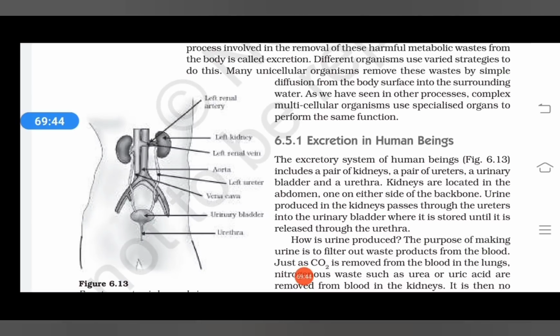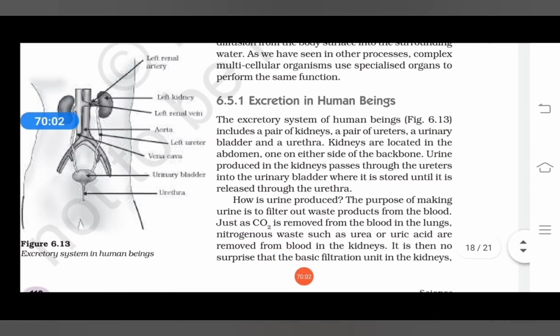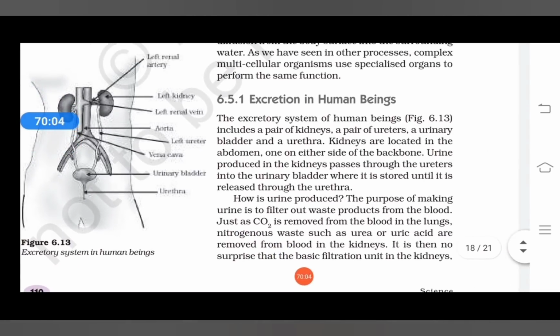See the diagram. Left internal artery, left kidney.